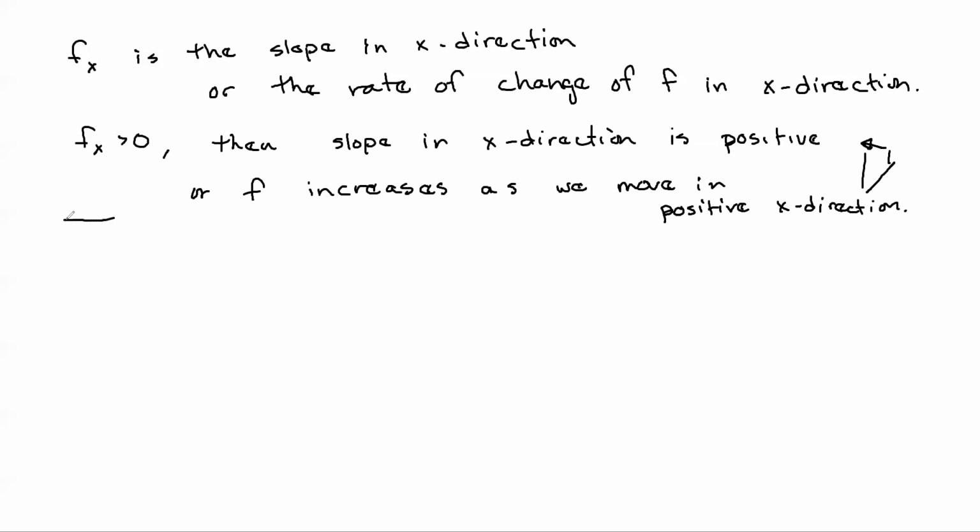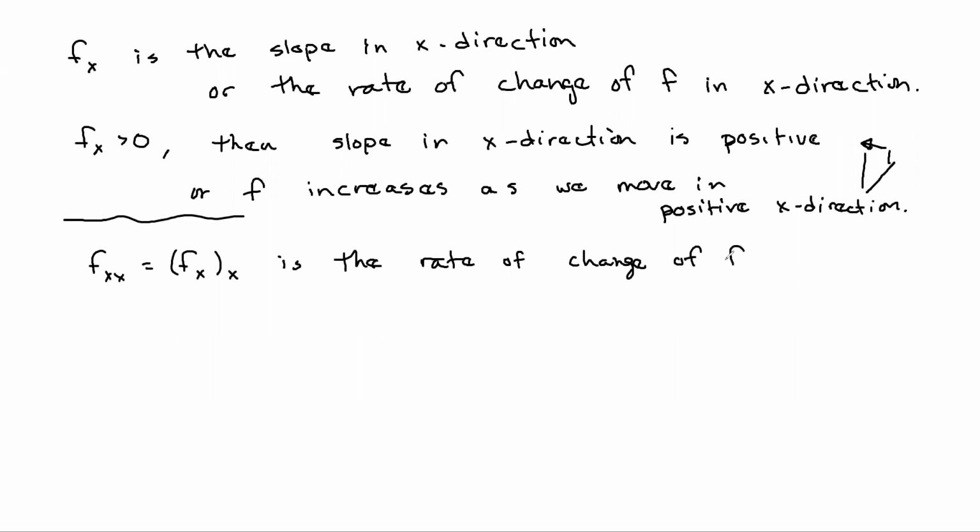Anyway, so let's move on to what's the second derivative. So if we have the second derivative with respect to x, equals the derivative of the partial with respect to x, differentiated with respect to x. So what is that? All right, that's going to be the rate of change of the partial with respect to x in the x direction.